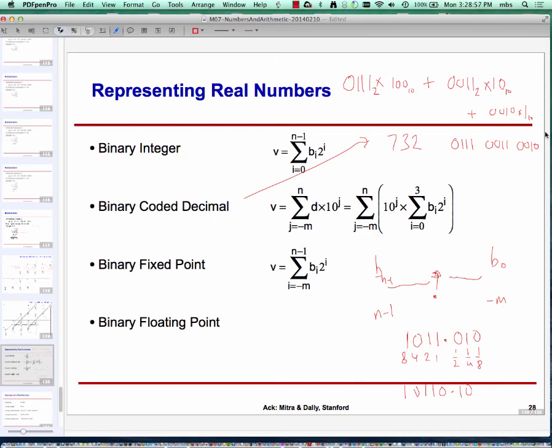So, given the decimal digits, each one of them is a 4-bit number, going to a binary value is relatively straightforward. Going the reverse way is very hard. Let's say I were to give you the number 15 in binary. So that's what? 1, 1, 1, 1. What is 15 in BCD?